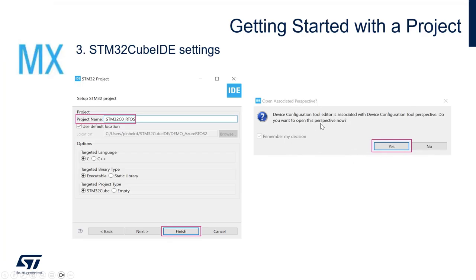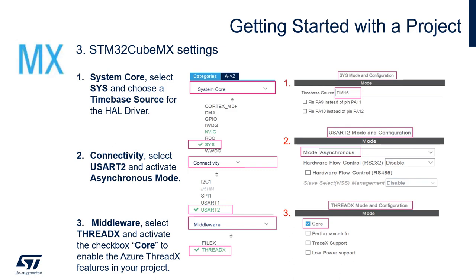The tool might ask you to change perspective, to open the device configuration tool. So if this is the case, then press Yes. This will bring us to the STM32CubeMX settings. So this is where, graphically, you can configure your project. First, in the system core, we will select the SYS, so for system. And you're going to select a different time source than the SysTick. So because we're using RTOS applications, we will use a timer for the HAL, so for the cube library. So select, for example, the timer 16.